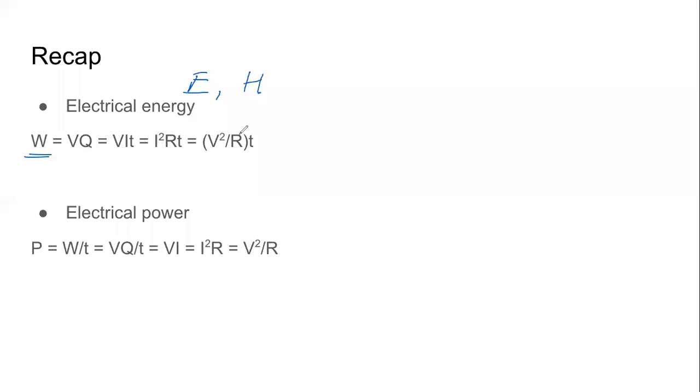What we need to remember now is work done or energy consumed, especially for electrical energy, can be calculated as potential difference multiplied by the charge. It can also be calculated as the product of potential difference, current, and time. It can also be calculated as the product of square of the current, resistance, and time. It can also be calculated as square of the potential difference divided by resistance multiplied by time.